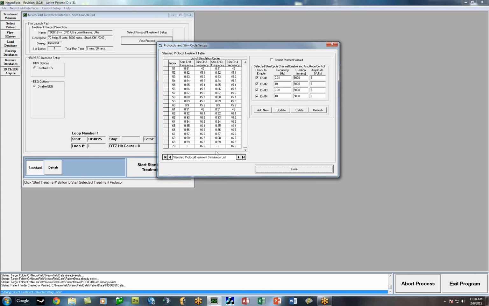It starts at 0.31, makes it all the way up to 1 hertz, and again, it's giving gamma all the way up to 46.9 hertz.